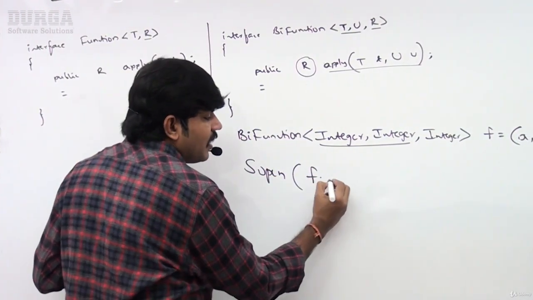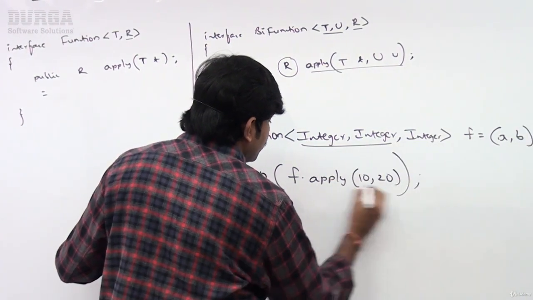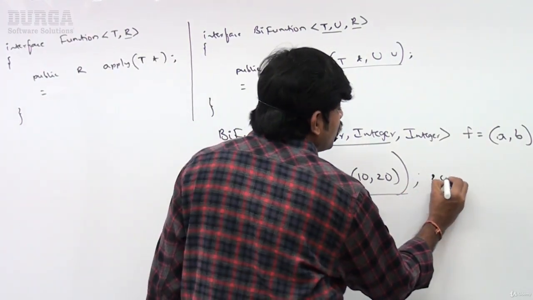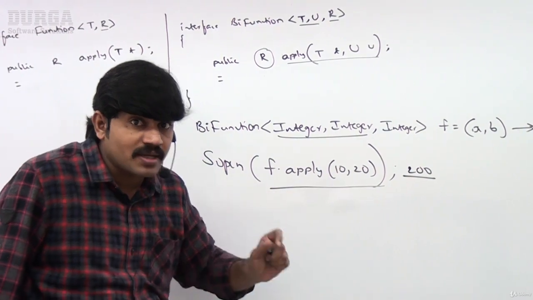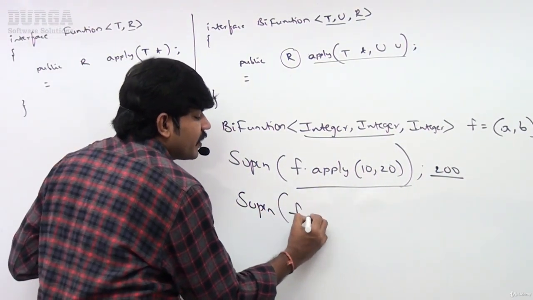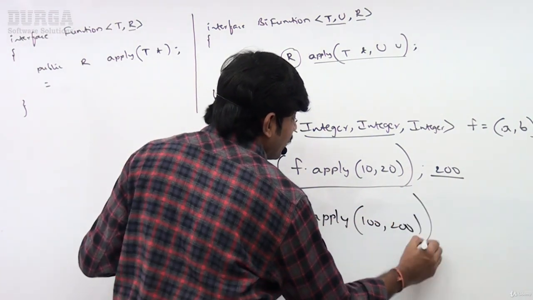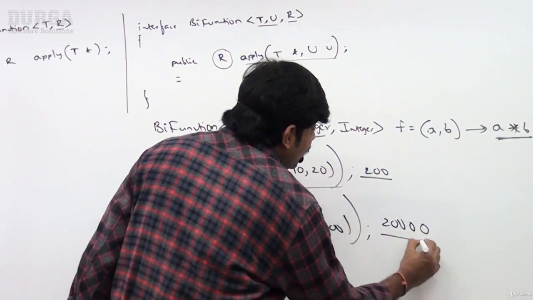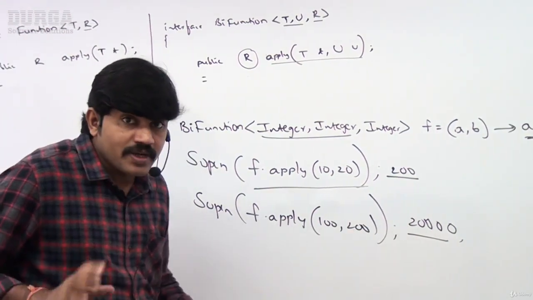Now, sir, just observe. System.out.println f.apply of 10 comma 20. The answer you are going to get is 200, because this BiFunction returns the product of the given two int values. Same way, if I take f.apply of 100 comma 200, automatically it's going to return 20,000. Remember, because the product of 100 and 200 is 20,000.